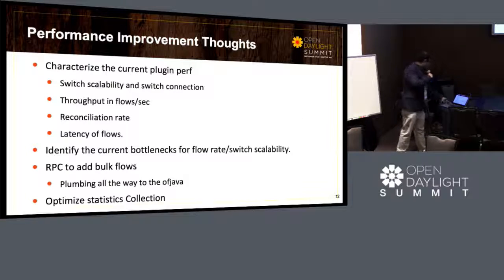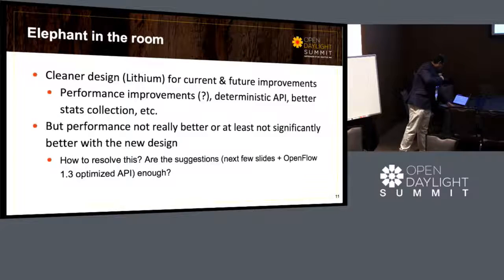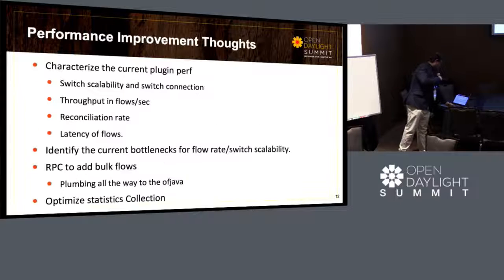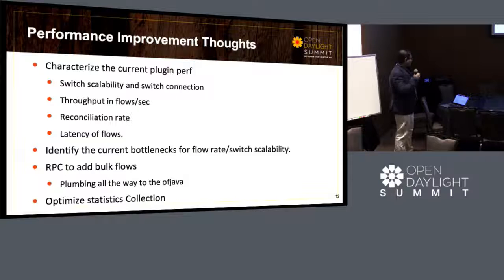Yeah, so as Abhijit mentioned, for ensuring the performance improvements or taking steps as to how to improve the performance, one of the first things that we are planning to do is characterize the current plugin performance, as in what it is as of today, so that we know where we have to move and what the numbers we are looking at. So characterize the performance in terms of switch scalability, how many switches a single plugin instance can scale to, and a single instance out in the cluster, and switch connection stability.